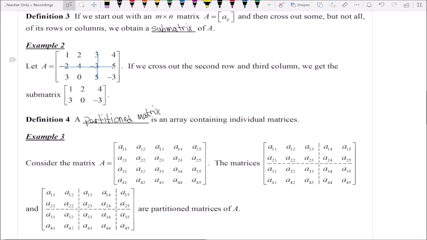We could also partition it as we do down here, after the second column, after the fourth column, and after the second row. This is also a partitioned matrix of A. Notice here we have a matrix containing 6 matrices this time. We have 4 2 by 2 matrices and 2 2 by 1 matrices. Here's our first 2 by 2, second 2 by 2, third 2 by 2, fourth 2 by 2, and then our 2 2 by 1 matrices, also known as column matrices.